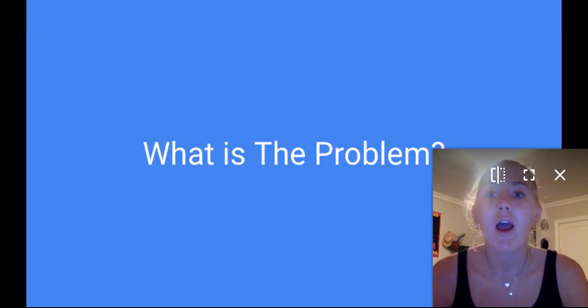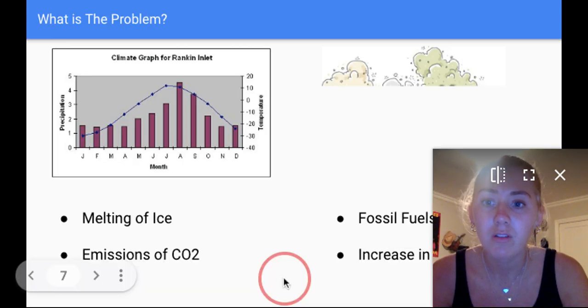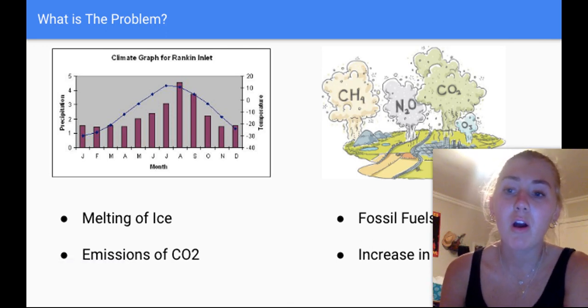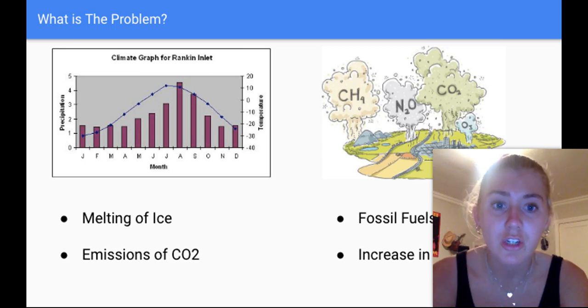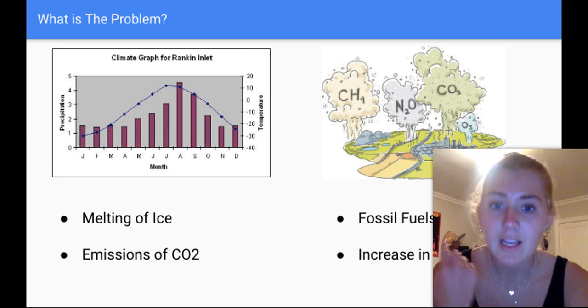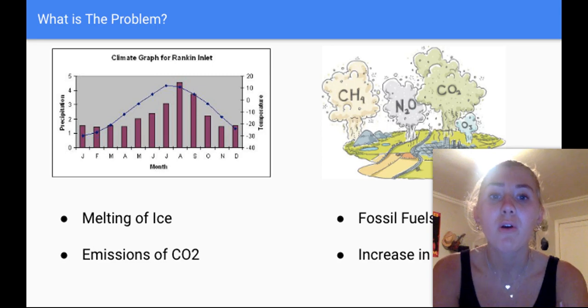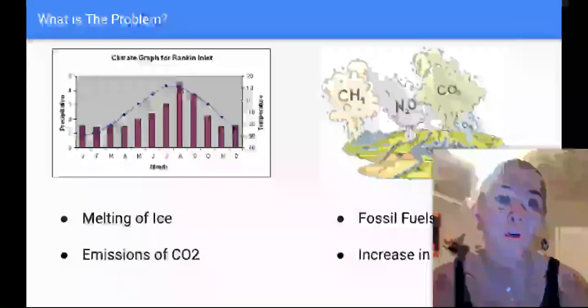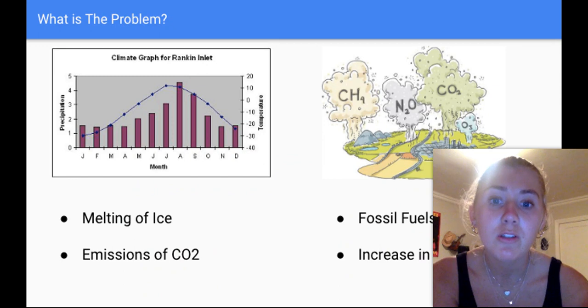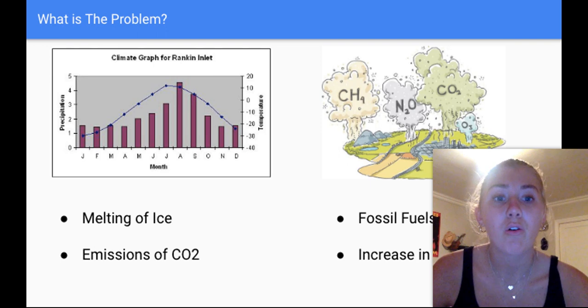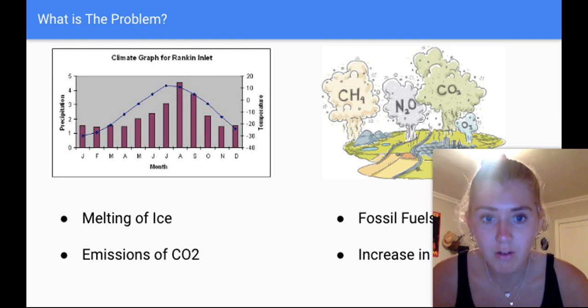So you may ask, why is this happening and what is the problem? Obviously, habitat destruction is a large concern, but other important environmental issues would be the melting of ice, emissions of CO2, fossil fuels, and increase in temperatures. So, the melting of permafrost releases CO2, as well as gas flaring and oil spills. And thawing of soil also contributes to the emissions of CO2.